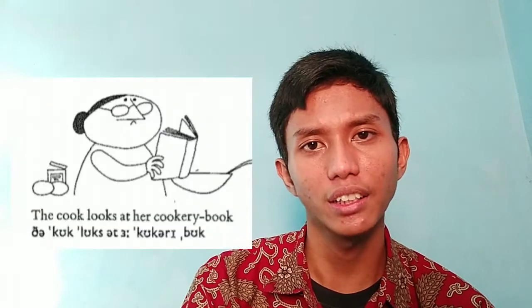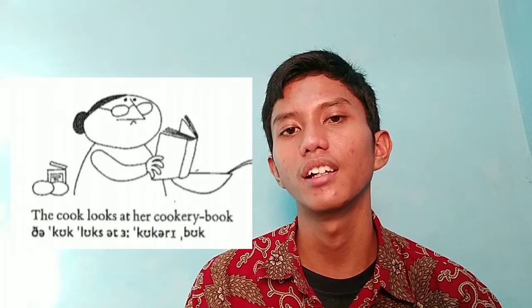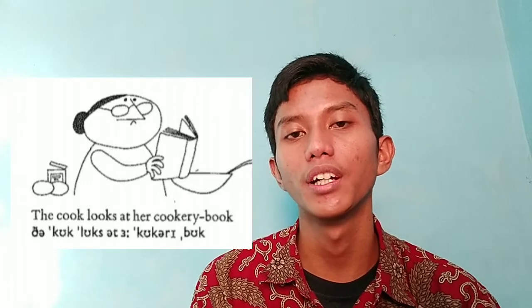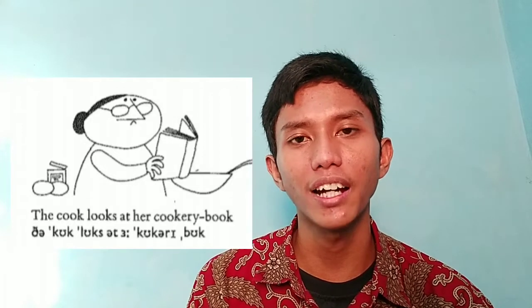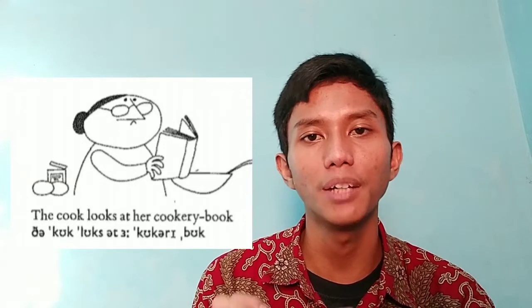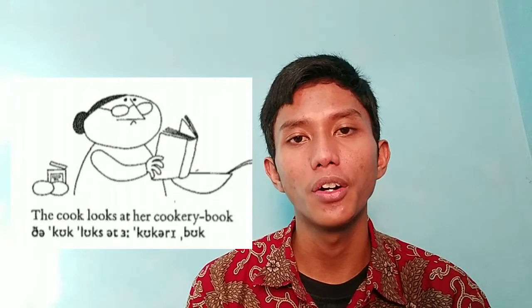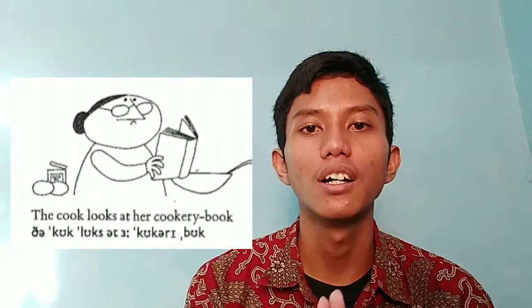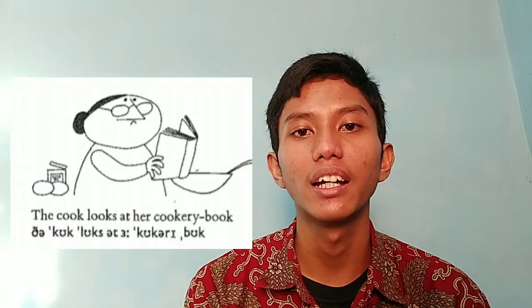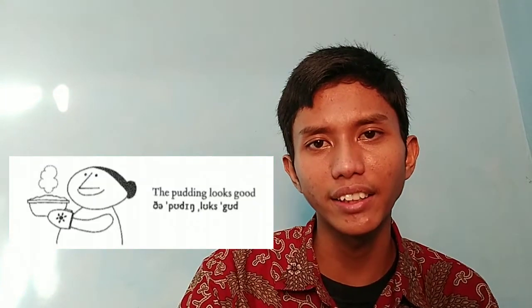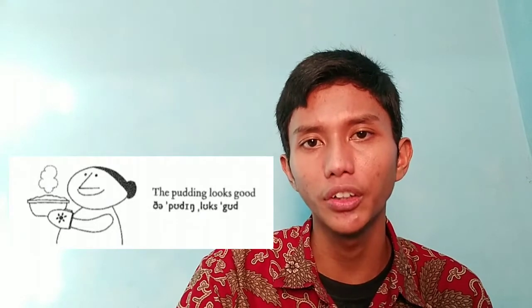And then the next picture, there is a sentence. In this picture, is actually how to pronounce double O. So, if we find there is a double O in the middle of a word, we can say it with a long U. For example, the cook looks at a cookery book. She puts some sugar in the pudding. Under the next picture, there is a sentence. The pudding looks good.